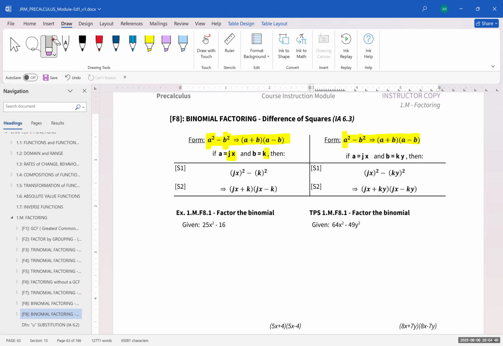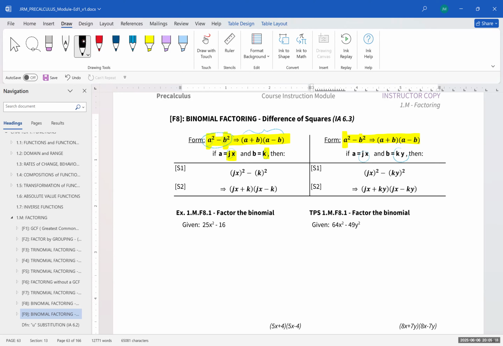So whenever you have a difference of squares, then you can write it as a product of two expressions, a plus b times a minus b. You just have to properly identify what a and b are. Does a have a variable and b does not? Or do a and b both have a variable? Just identify what those are. All right, so let's look at the example.